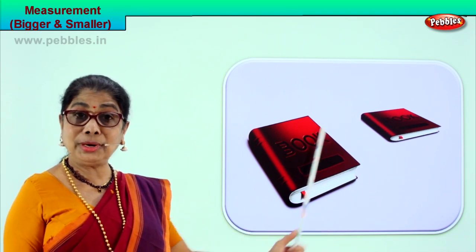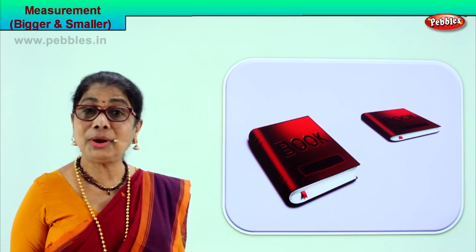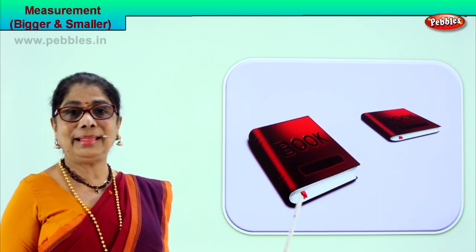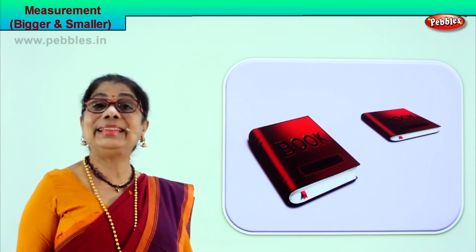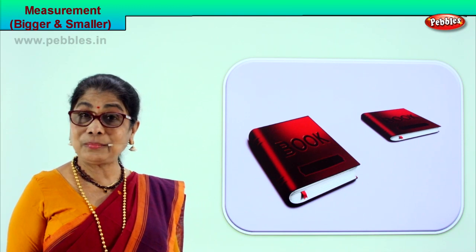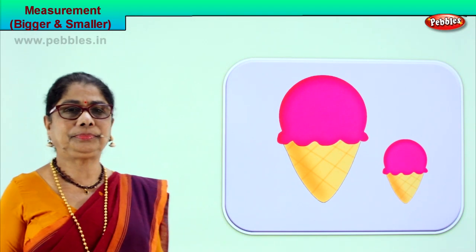This is small, this is big. Bigger, smaller. Which is smaller? This book is smaller than this. Good. Did you enjoy now? We are comparing. Yes, we are learning measurements. Bigger, smaller. Let's look at our next picture.